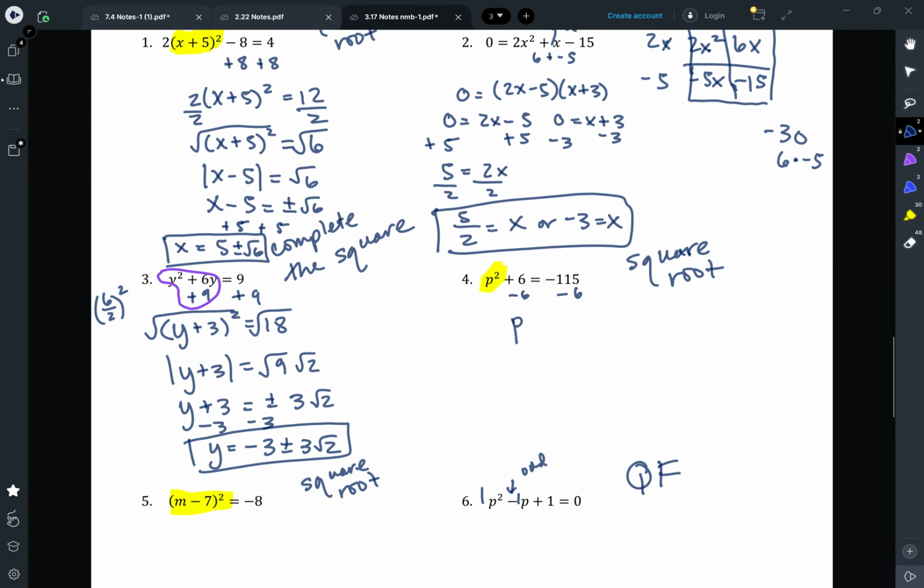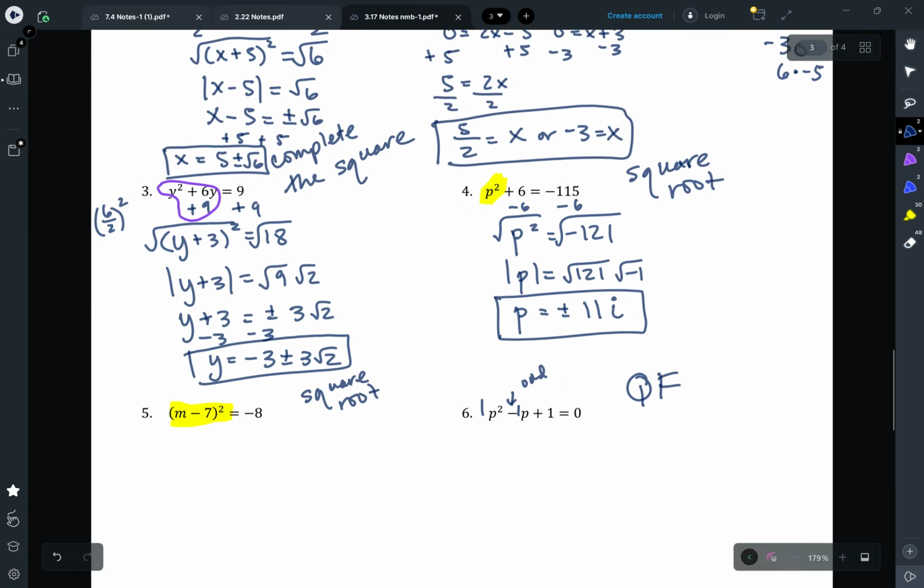The next one, we already said, hey, we need to subtract 6 on both sides. So that means p squared equals negative 121. Now that p squared is isolated, I can take the square root on both sides. Absolute value of p is going to be square root of 121 times the square root of negative 1. That means p equals plus or minus. Square root of 121 is 11. Square root of negative 1 is i. So we are, remember, solving over the set of complex numbers.